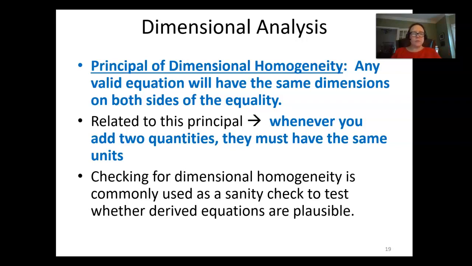There is also something that is closely related to this principle of dimensional homogeneity, and that's the fact that whenever you add two quantities, they must have the same dimension or the same units. Checking for dimensional homogeneity is commonly used as a sanity check to test whether derived equations are plausible.